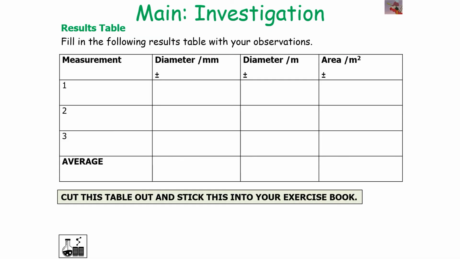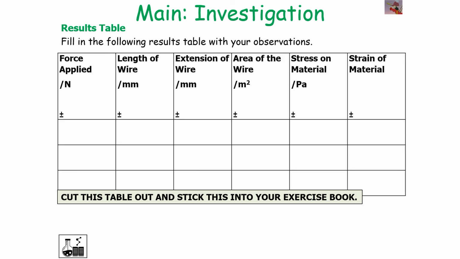You should then measure your diameter, convert it into meters, and then work out your area in meters squared. You should then work out your force applied by looking at the weight placed upon it to create a tension. You should measure the length of the wire with the ruler, measure the extension of the wire as talked about previously. You can calculate the area of the wire from your previous work, and then we can determine the stress by doing force over area and the strain by doing extension over original length.